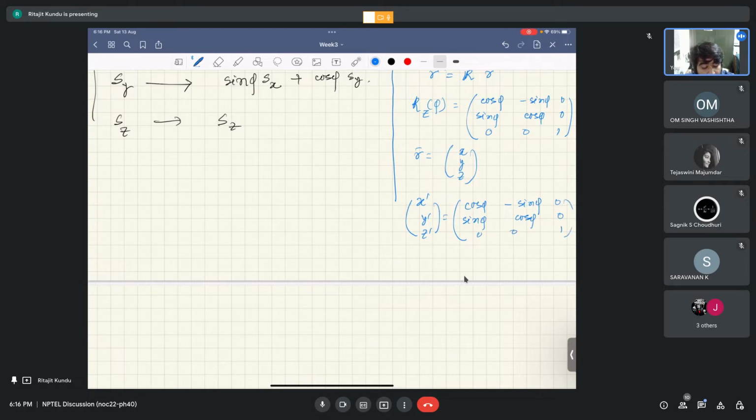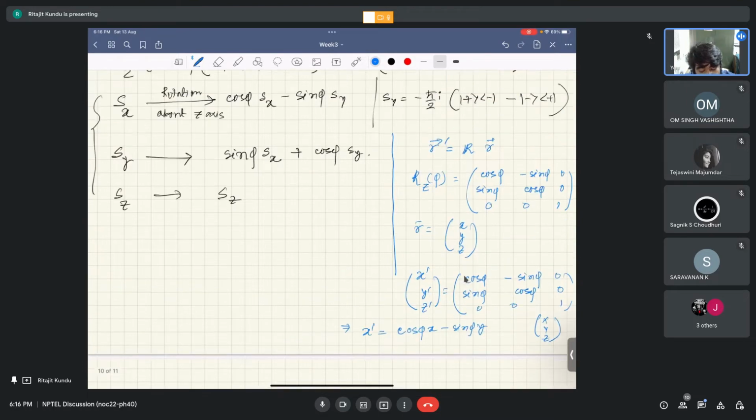And we're applying it on x, y, z. If you do that, you will see that you are getting the same equations again. So you will get x prime is equal to cosine phi x minus sine phi y. Look at the similarity between this equation and this one. Don't they look exactly the same?